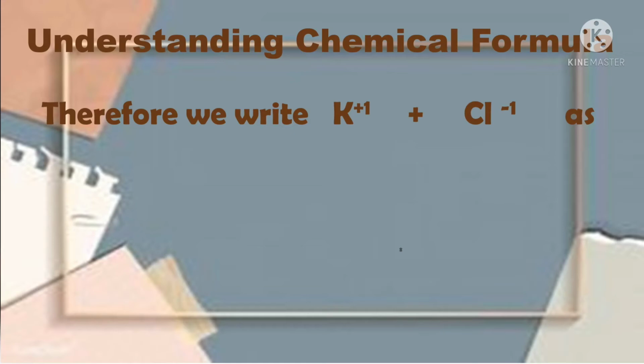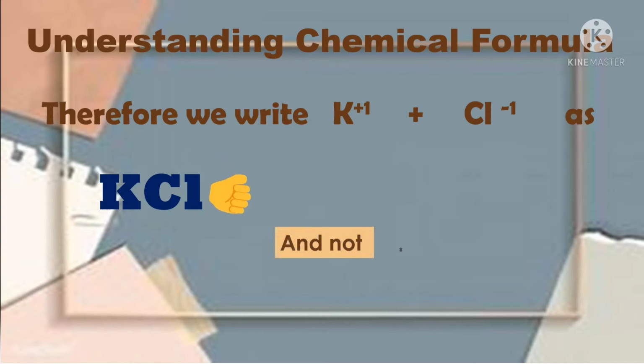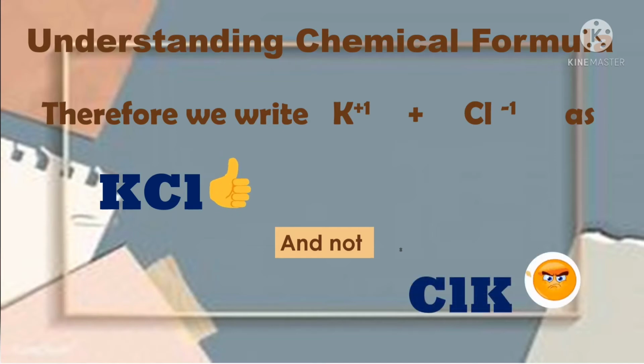So how do we write this? Of course, first, we have to write the positive ion first, followed by the negative ion. So therefore, we write KCl and not ClK. Are you following? Did you get the same answer? Very good.